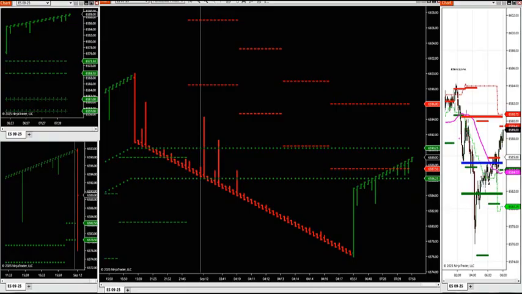So what we don't want to do is get too low, because we want to confirm that we're getting a possible reversal outside the zone. All right, so that's how you're going to get it.